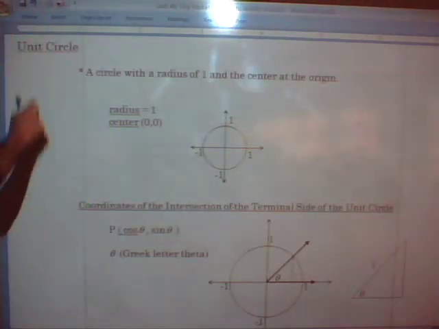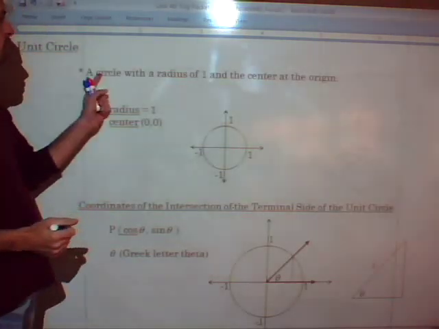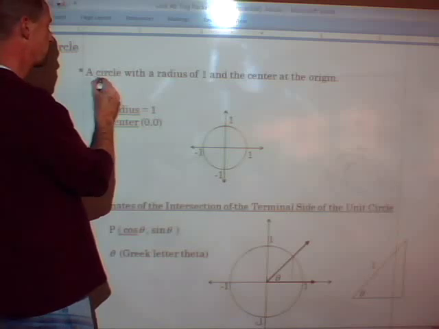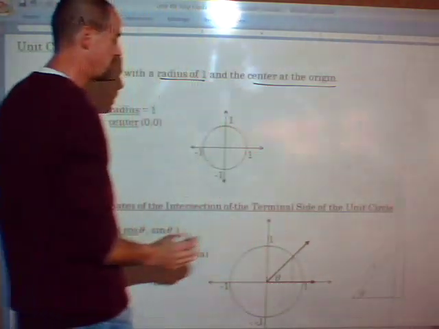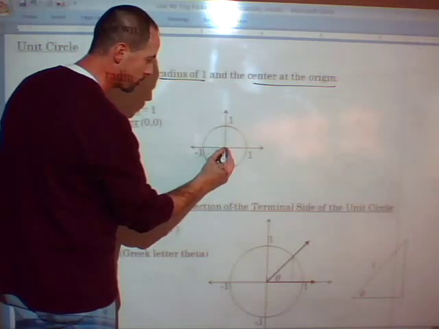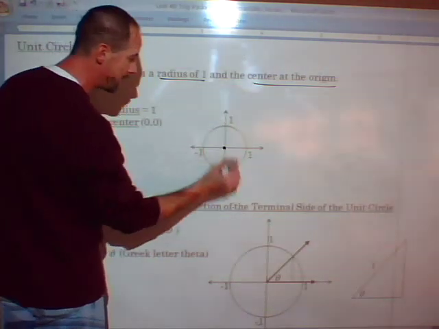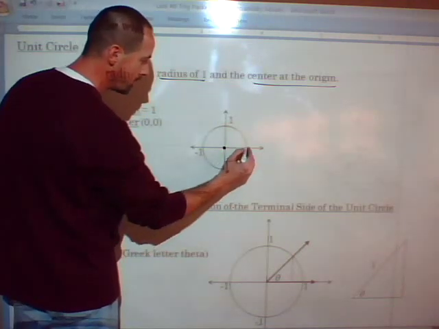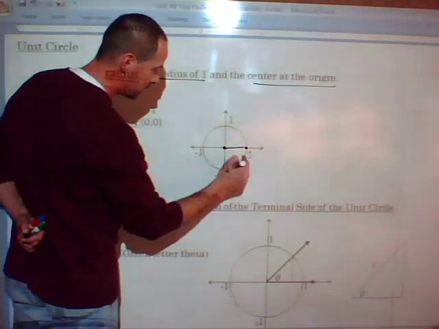Now we're going to start looking at the actual unit circle. The unit circle is anytime you have a circle with a radius of 1 and the center of the circle is at the origin. So we're going to have a circle. This is going to be your center. It's going to be at the origin. And your radius, the distance from the center to a point on the circle, has a length of 1.